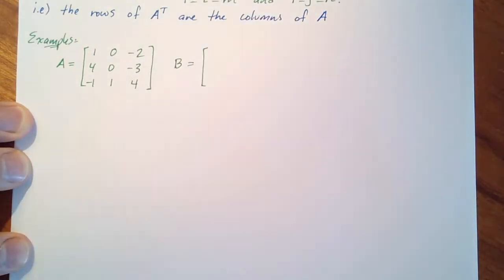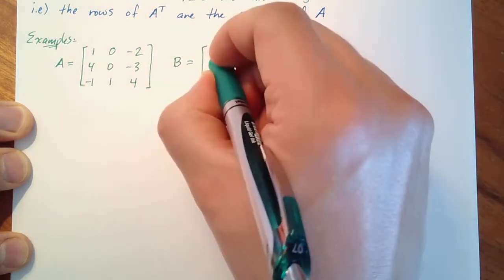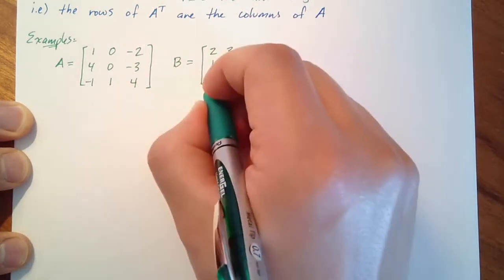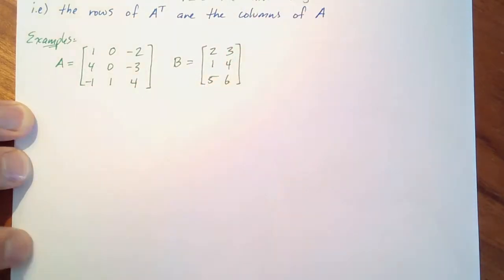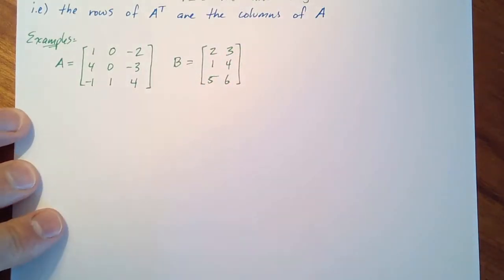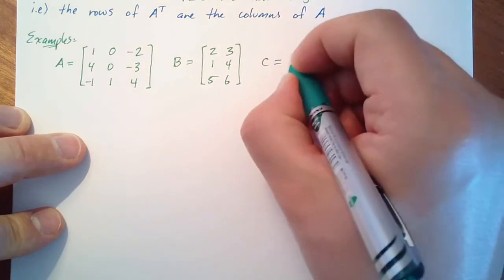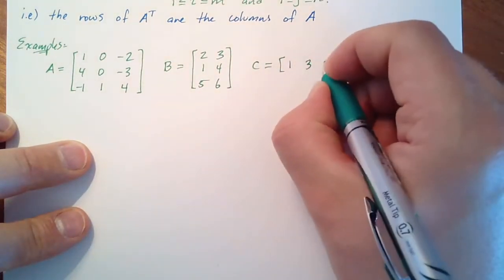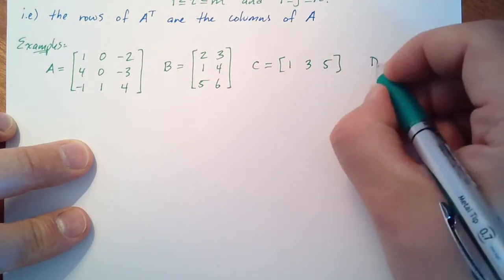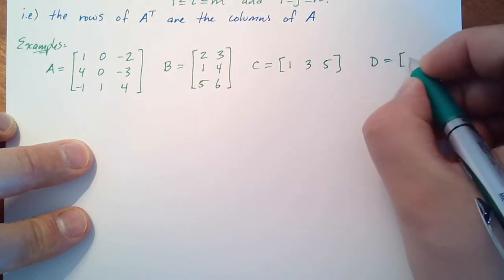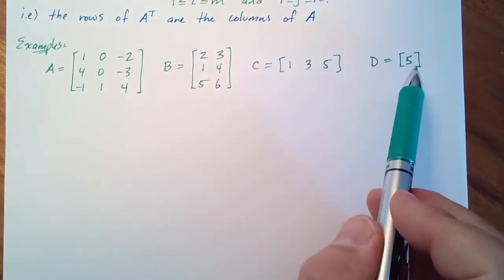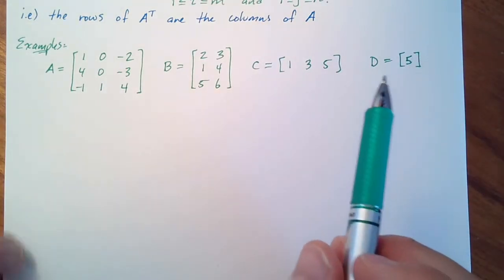Then I'm going to write down a 3 by 2 matrix B, and the rows are as you see here: 2, 3, 1, 4, and 5, 6. Two more matrices. The matrix C is going to be a row matrix, 1, 3, 5. And then I'm going to make one last matrix, D over here, which is actually a 1 by 1 matrix. It's got one row and one column. It's really just a single number.